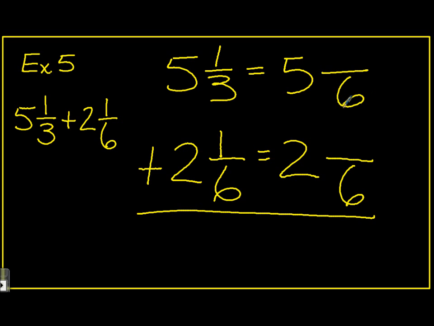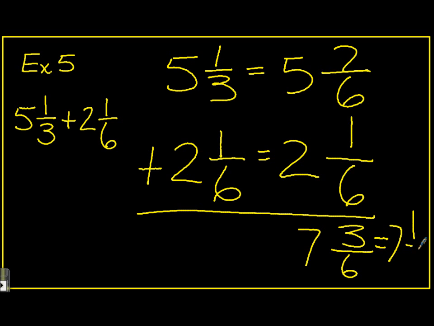3 goes into 6 2 times. 2 times 1 is 2. 6 goes into 6 once. 1 times 1 is 1. 2/6 plus 1/6 is 3/6. 2 plus 5 is 7, and we simplify. 7 and 1/2.